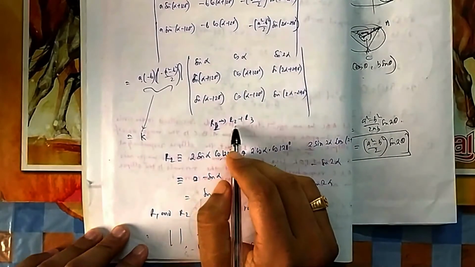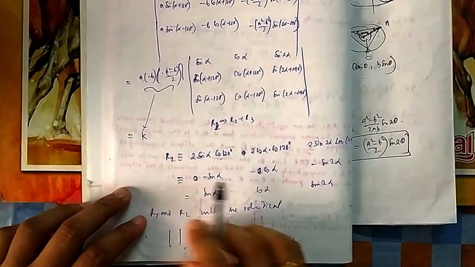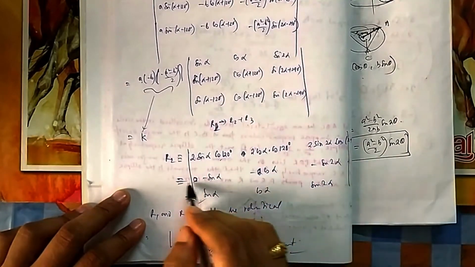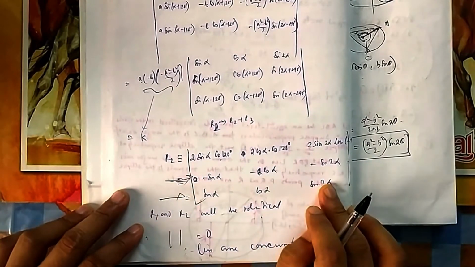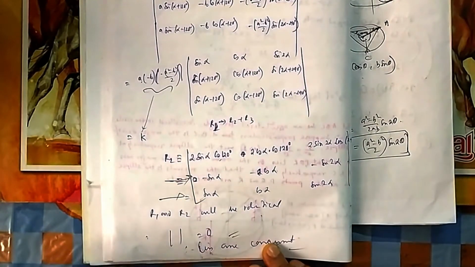So R2 will be replaced by R2 plus R3, which is equal to, if you add these two, you will get something of this fashion. So your row 2, this type of determinant you will get. So this row and this row will become identical, because if you take minus common, then these two are identical, that means 0. So if it is 0, that means they are concurrent.